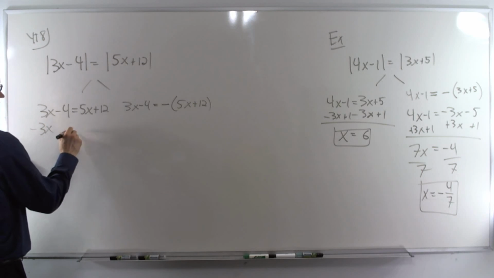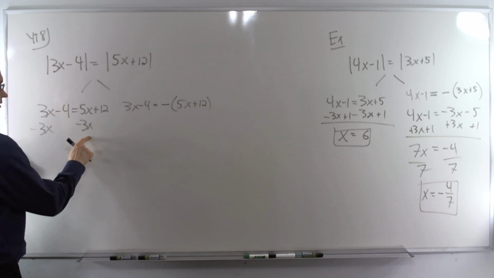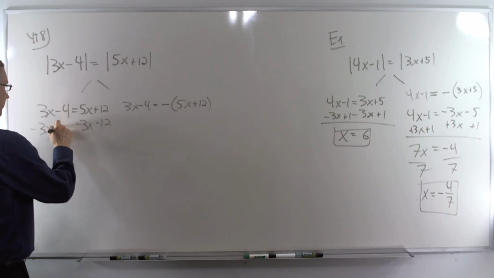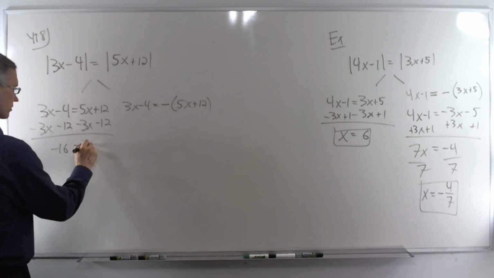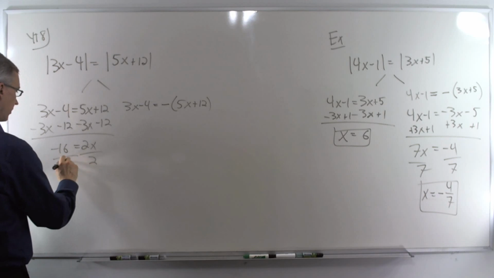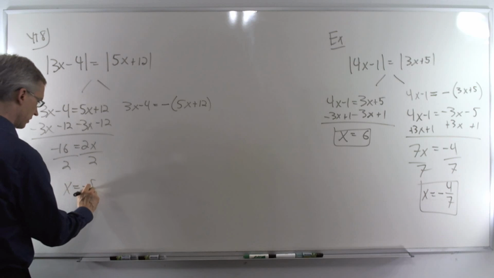I'm going to subtract 3x from both sides. I'll bring the x's over here, so I'm going to subtract 12 from both sides. So we get negative 16 equals 2x, divided by 2, and x equals negative 8.